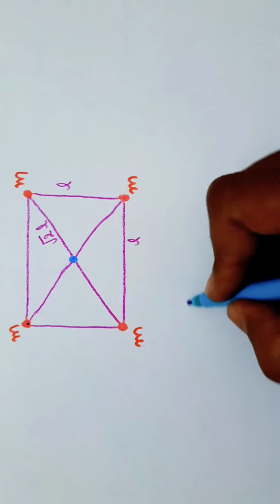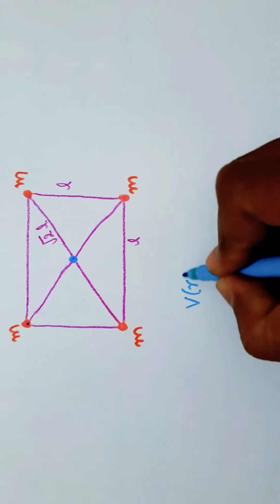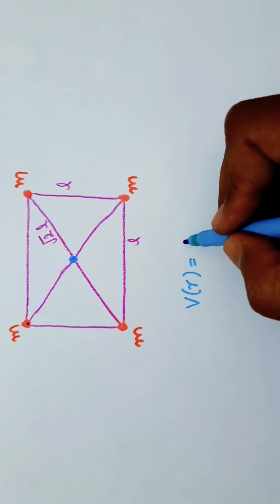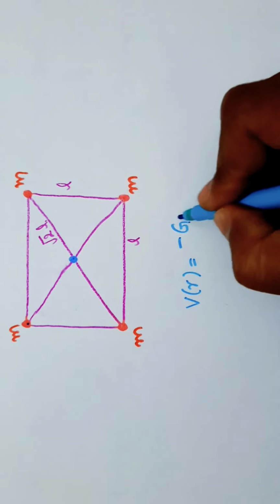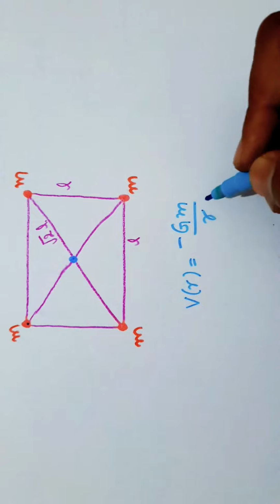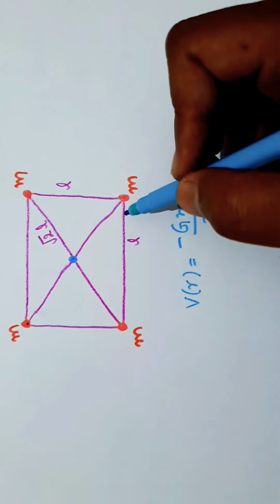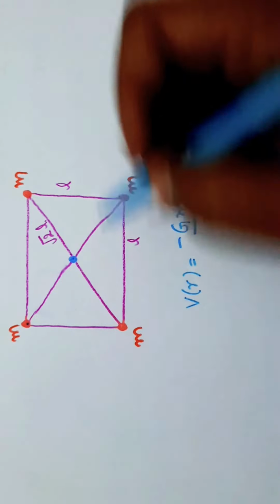Here gravitational potential V of R is equal to gravitational potential energy per unit mass. So that is minus G m by R. A unit mass placed at the center of the square.